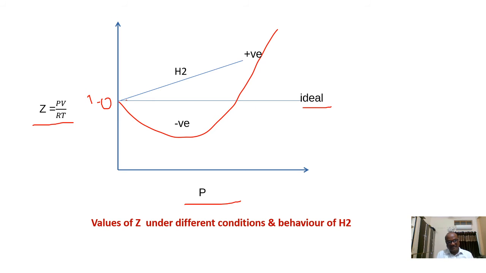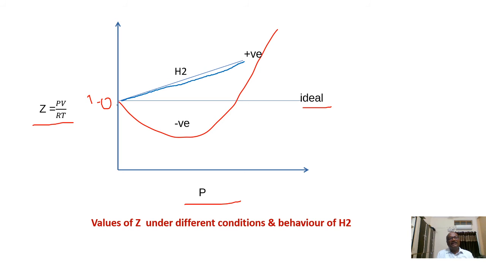In case of hydrogen and helium, how will it be? It will always be a positive deviation. Under high pressure or moderate pressure, it will always be a positive deviation. Only positive deviation. What is the reason? The reason is that a will be very, very small because intermolecular attraction forces are very less.